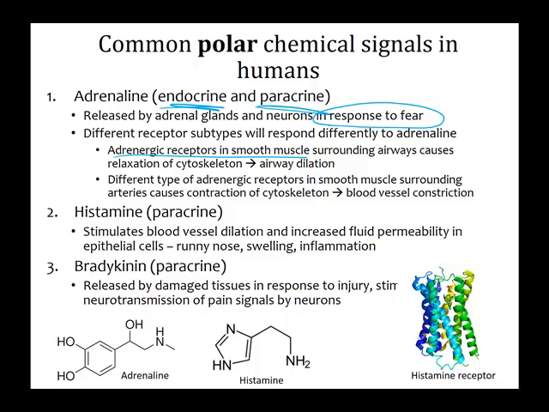Now, in your blood vessels on the surface of your skin, you have a different type of adrenergic receptor in the smooth muscle surrounding those blood vessels, and this causes the cytoskeleton to contract rather than relax. Different adrenergic receptor, different cell type, different response, even though it is the same signaling molecule. Because the cytoskeleton here contracts, your blood vessels on the surface of your skin constrict. So if you look at someone who's really frightened, they're pale, right? Because their blood vessels constrict.